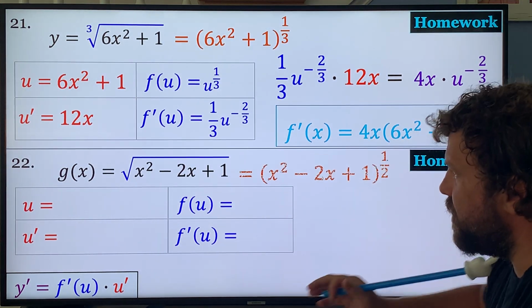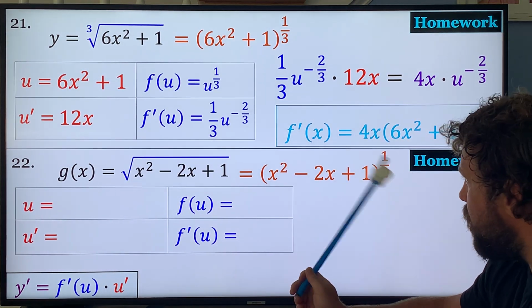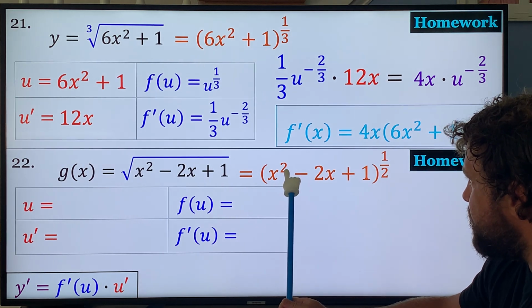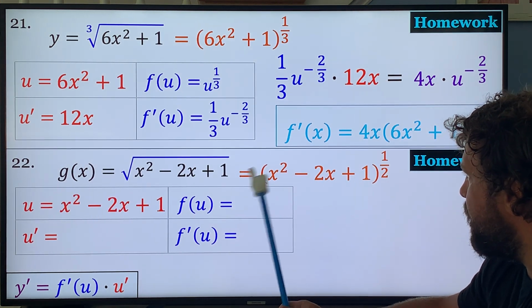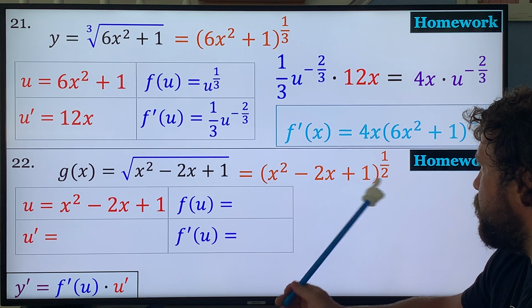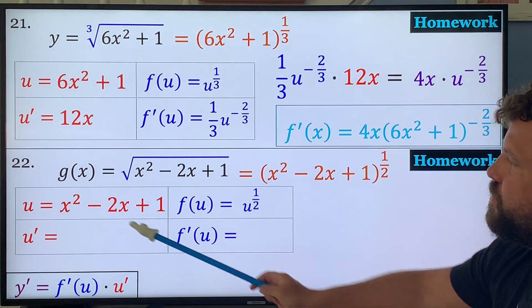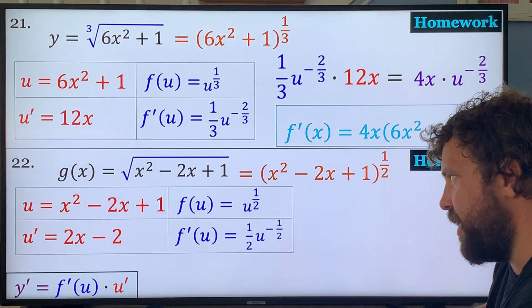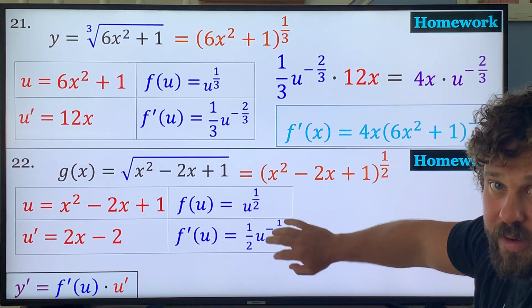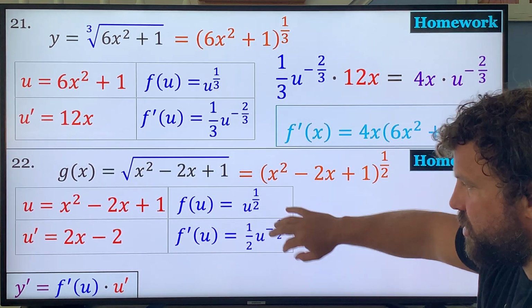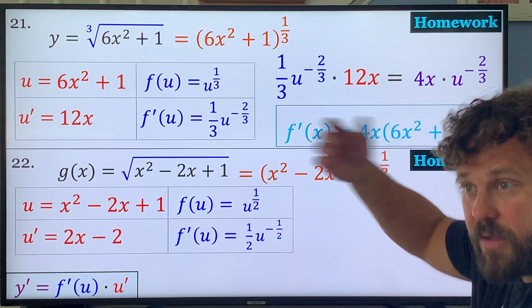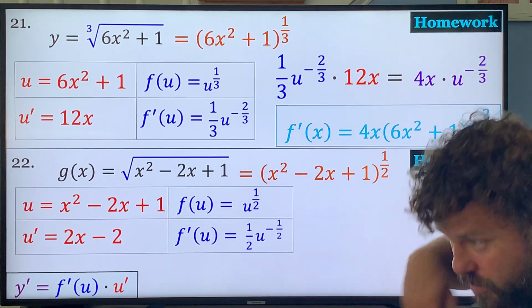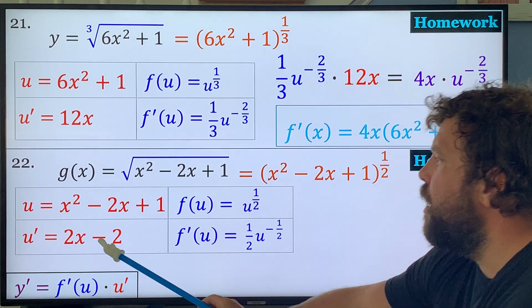U is the inside, x squared minus 2x plus 1, all to the 1/2. So the inside, x squared minus 2x plus 1, f prime of u, u to the 1/2. 2x minus 2 plus 0, 1/2 u to the negative 1/2. You should be able to do this one in your head by now. Just go from one to the other. The derivative of u to the 1/2 is 1/2 u to the negative 1/2. Know it, because we do it so much.